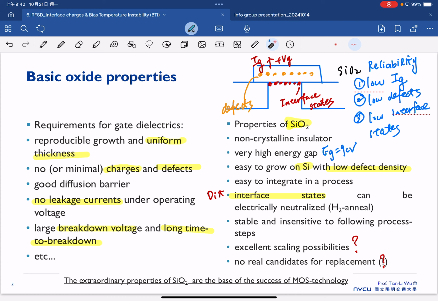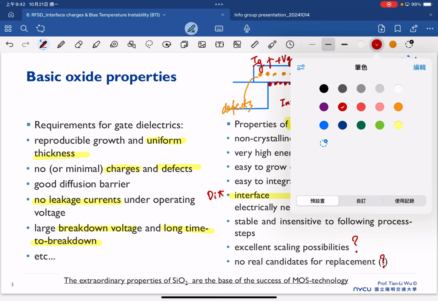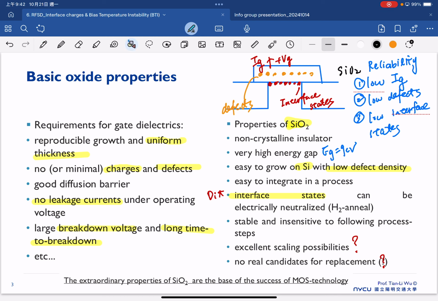One of the issues is related to scaling. If we have the silicon substrate here, as you know, the semiconductor trend is to scale things as small and as thin as possible. Therefore, there will be the chance that one day we try to scale silicon dioxide below 1 nanometer.